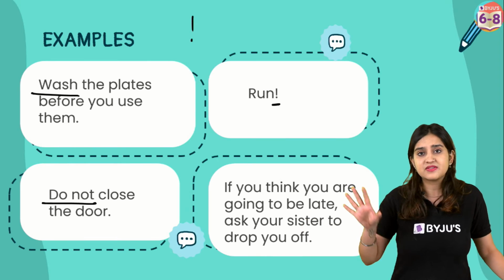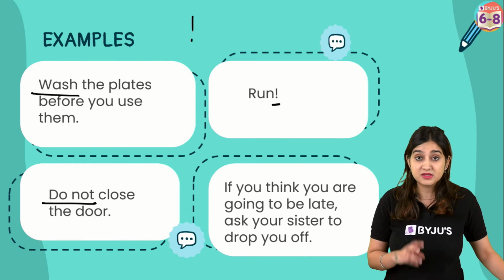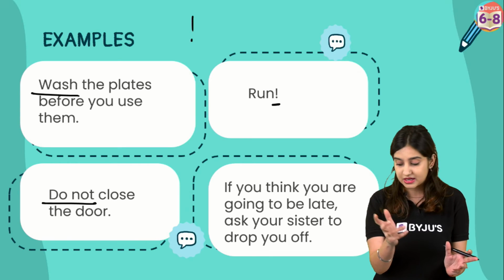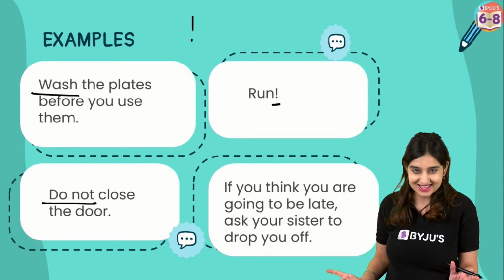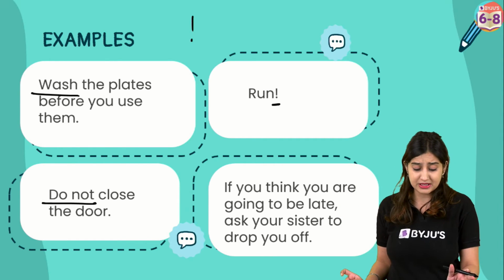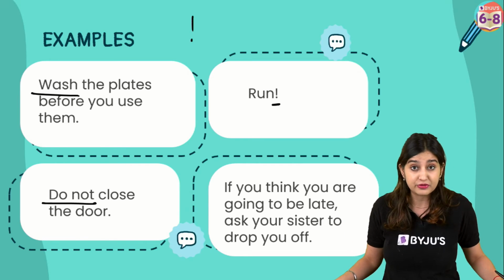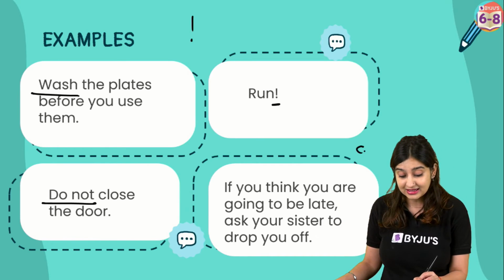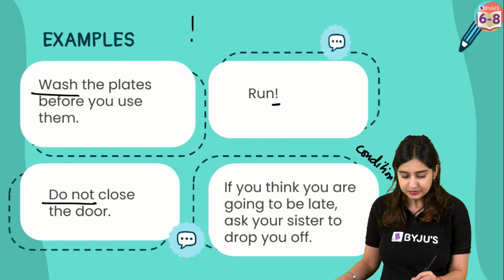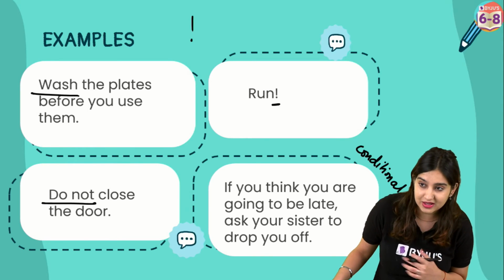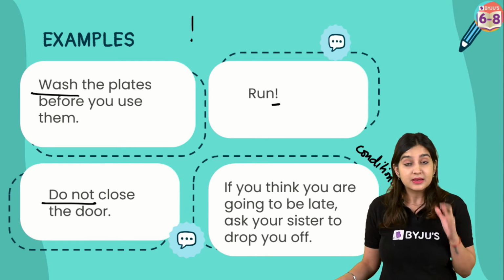Now, mostly it's very easy to recognize imperative sentences, but sometimes there are little complicated imperative sentences like the one that you see here, the fourth example. If you think you're going to be late, ask your sister to drop you off. Now here we have a conditional. Can you see what I've written? Okay, it's a conditional imperative sentence.